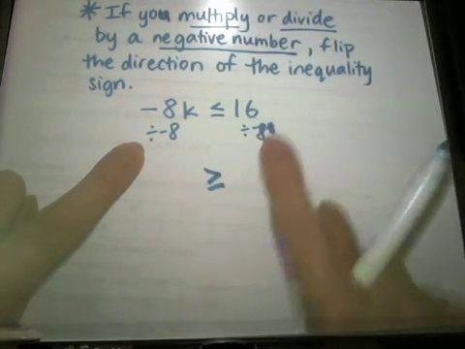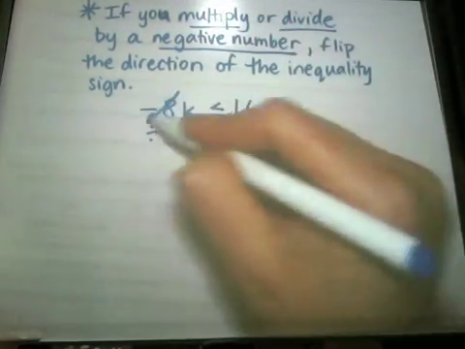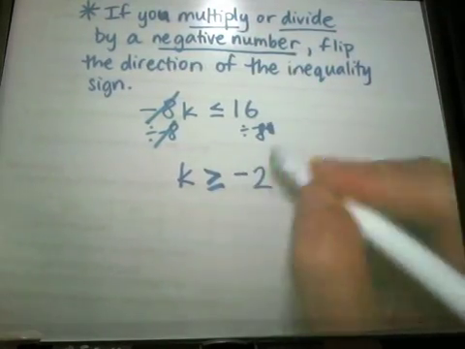That's a negative 8, by the way, just a little sloppy. Before you continue, as soon as you realize you are doing either multiplication or division by a negative, you flip the direction. Now I just continue with the problem. K is greater than or equal to negative 2.